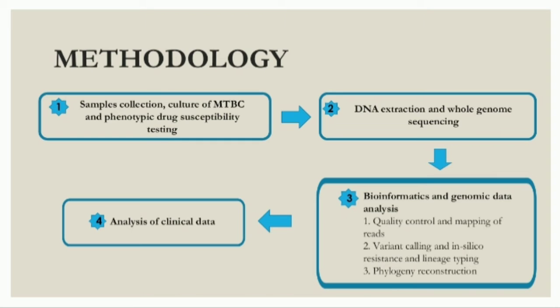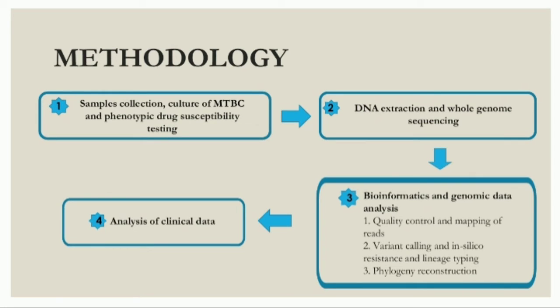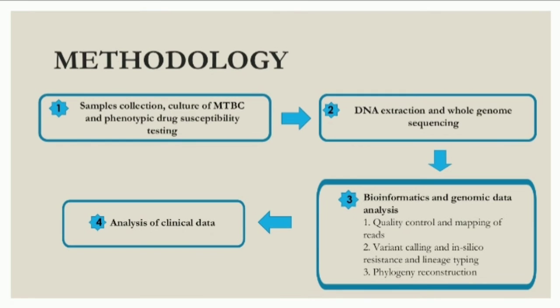The second method is DNA extraction and whole genome sequencing. Genomic DNA was extracted at Muhimbili University of Health and Allied Sciences (MUHAS) using a modified protocol based on RFLP, which is restriction fragment length polymorphism. DNA samples were shipped to the London School of Hygiene and Tropical Medicine, United Kingdom, for whole genome sequencing.